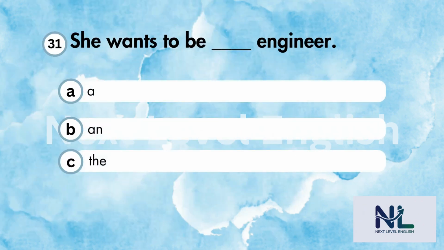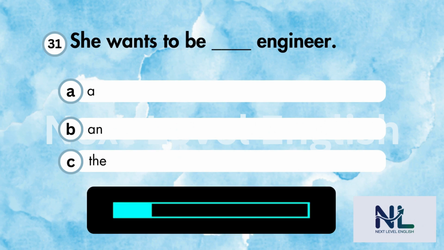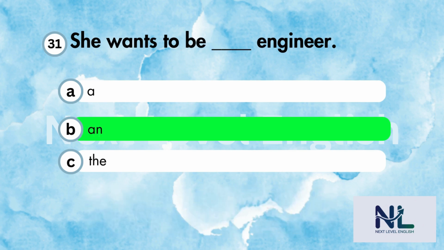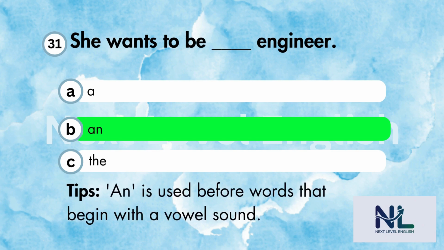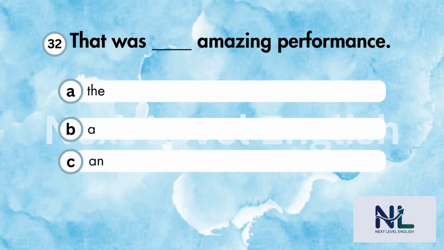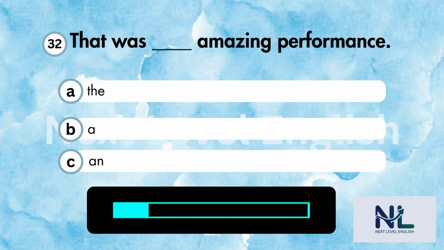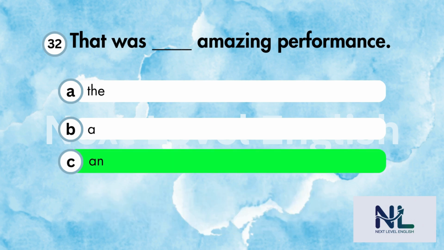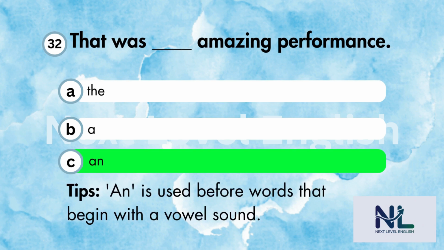31. She wants to be an engineer. An. Tips: "an" is used before words that begin with a vowel sound. 32. That was an amazing performance. An. Tips: "an" is used before words that begin with a vowel sound.